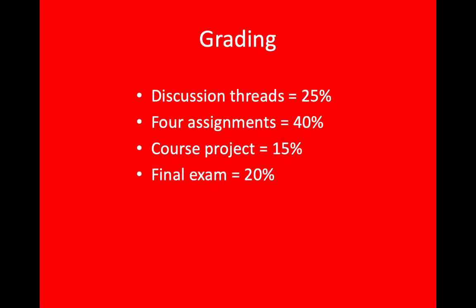So your grade is spread among 4 components of the assignments for this course. The discussion threads for each week. Except for Unit 2, there are 2 discussion threads. In other units, there is 1 unless it's a week when an assignment is due, and then there's no discussion thread that week. The 4 written assignments, each of which are 10% of the grade. A culminating course project, which is 15%, and then the final exam, which is 20% of your grade.